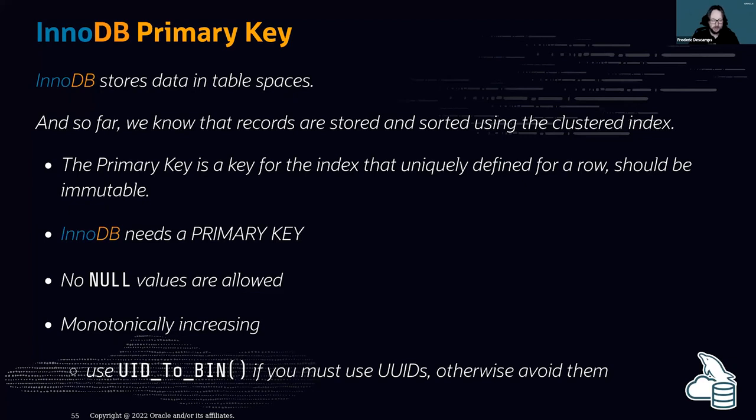And if now you say, oh, but my primary key should be a UUID, you should use UUID_TO_BIN to be able to have a sequential one. If not, you should avoid UUIDs, and I will show you why.